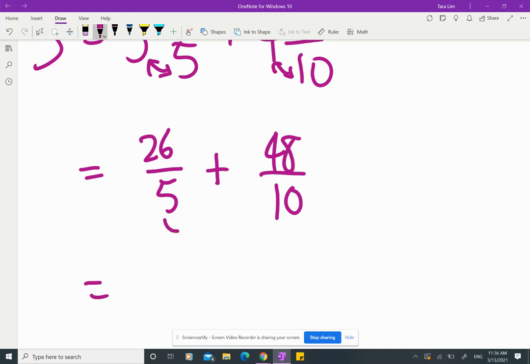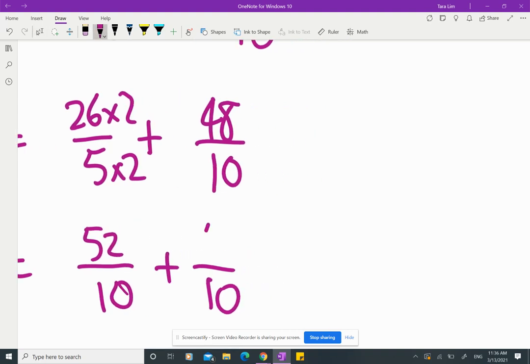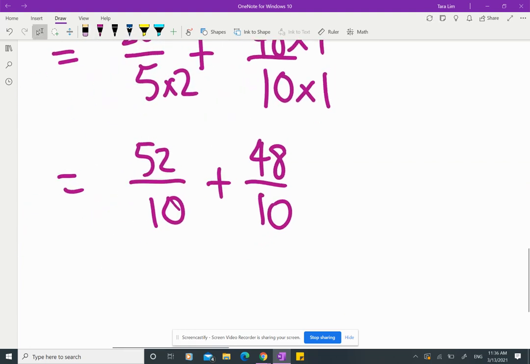And now we must change 5 and 10 into the same denominator, which is 10. So 5 times something equals 10. 5 times 2 equals 10. So same thing, 26 times 2 gives us 52. And here it just leaves 48 because 10 times 1 is 10, and 48 times 1 is just 48.